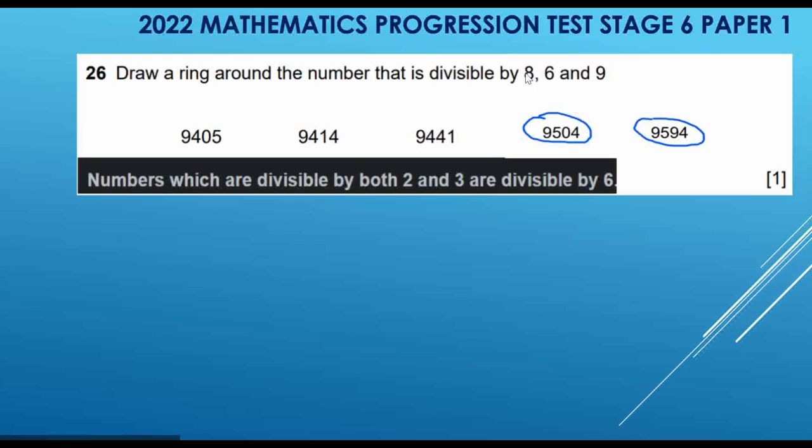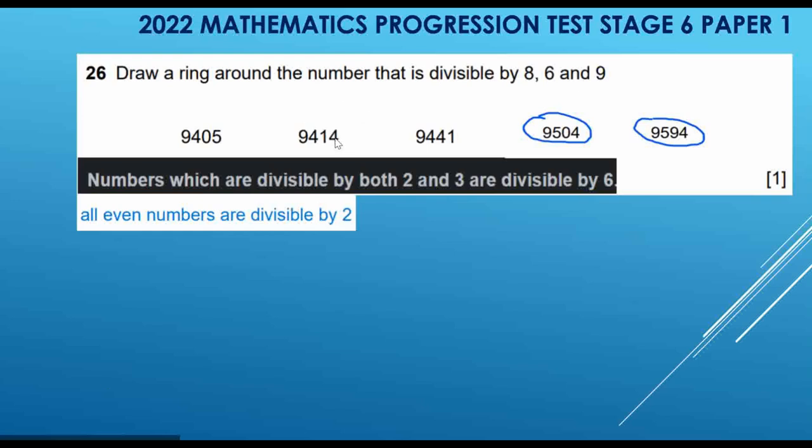Divisible by 8, 6, and 9. Numbers which are divisible by both 2 and 3 are divisible by 6. So to be divisible by 6, a number must be divisible by 2 and also divisible by 3. A number is divisible by 2 if it is an even number. All even numbers are divisible, so we cross out the ones that are not even.